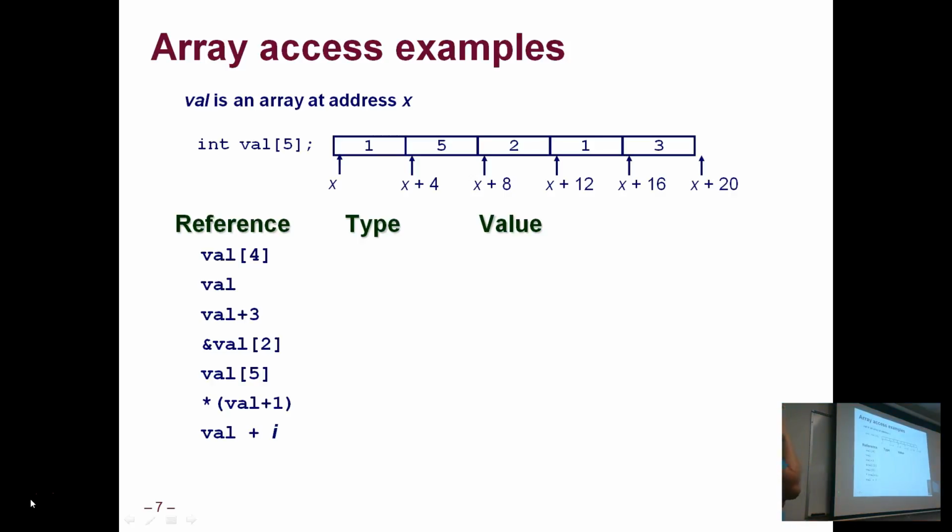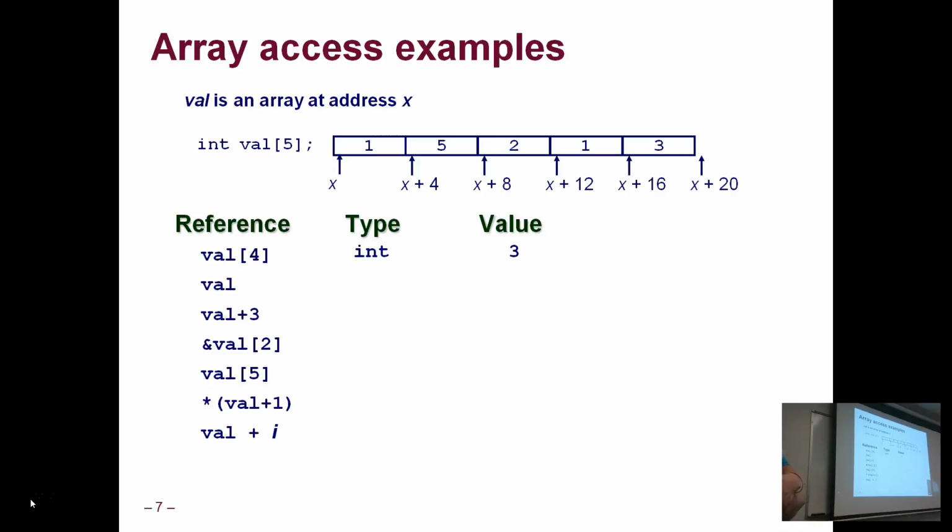So here's an example of some accesses to an integer array val. In this integer array, I have the integers 1, 5, 2, 1, and 3. This integer 1 is stored in 4 bytes, this integer is stored in the next 4 bytes, etc. So given a reference here, give me the type of data that this represents, and then the value. For the first one, what is its type? It's an int. What is its value? Val 4? What is val 4? It is 0, 1, 2, 3, 4, because you start with 0. So yeah, that's correct.